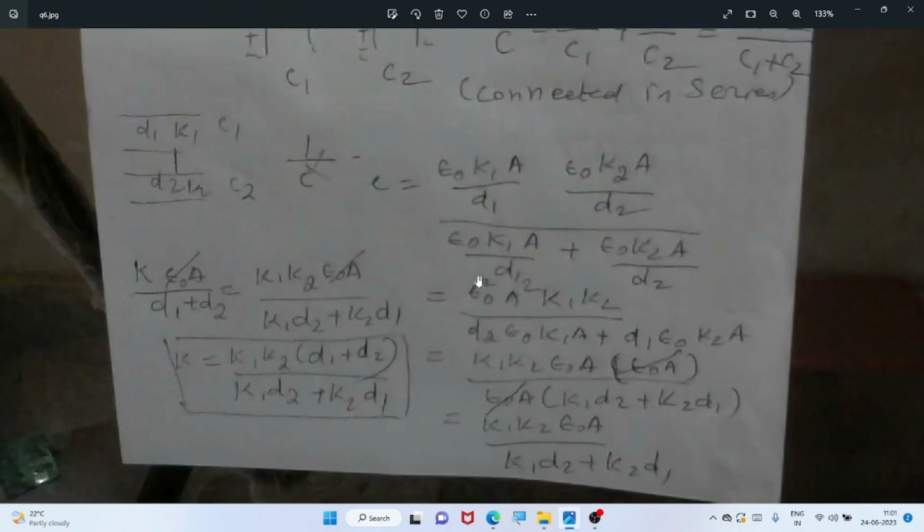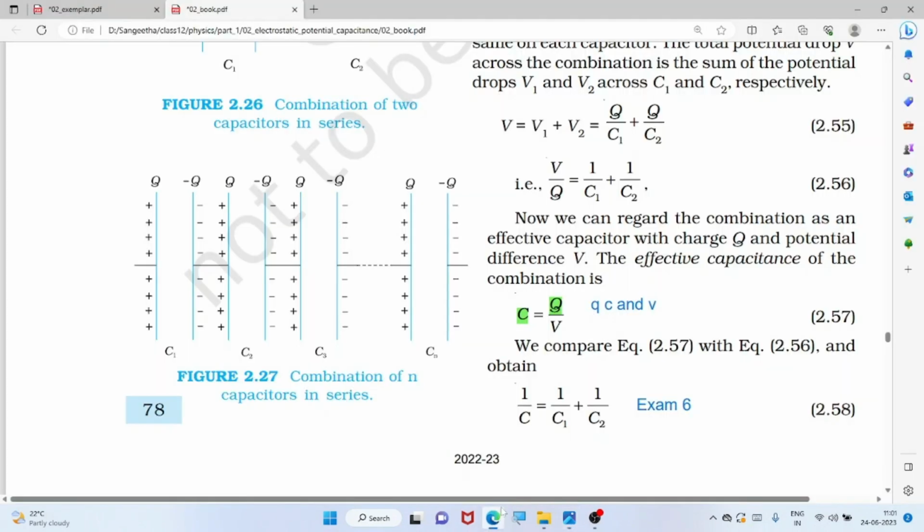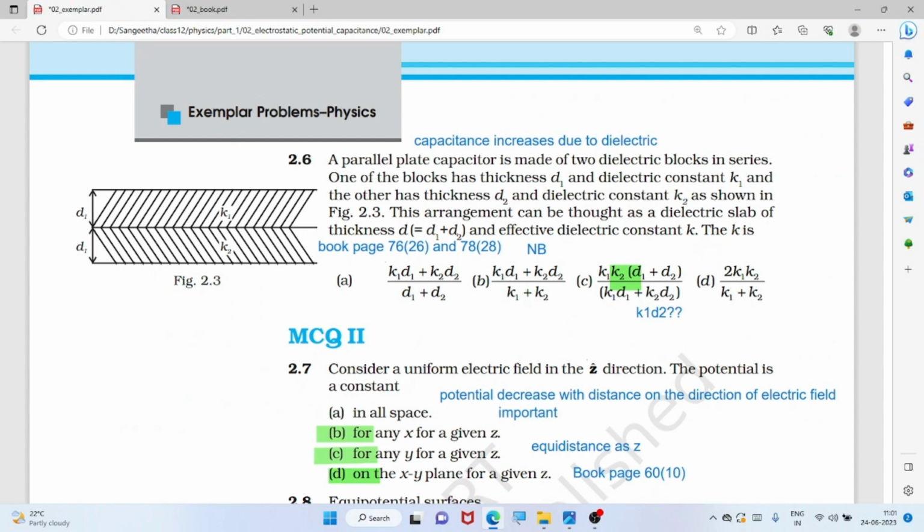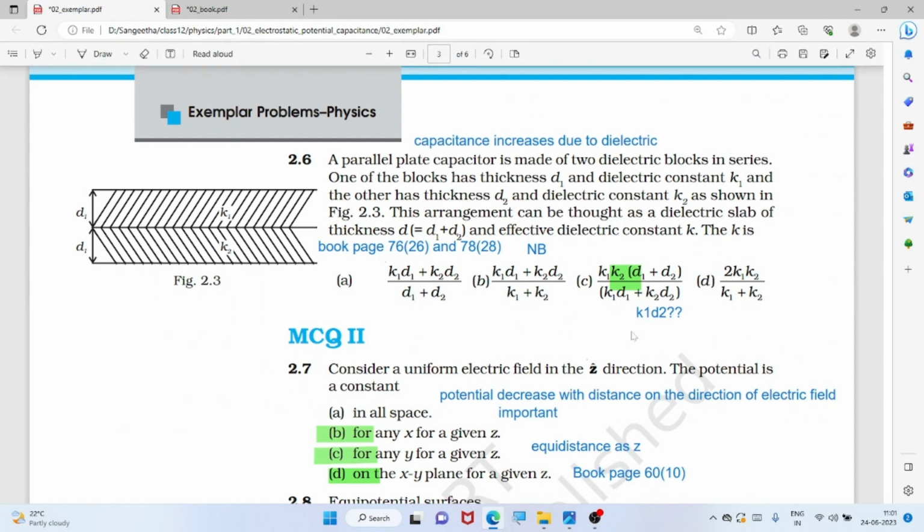So when you simplify, you will get this: K1 K2 A epsilon not divided by K1 d2 plus K2 d1. Actually here, K1 d2 plus K2 d1 should be there. There is some printing mistake. Okay, this is the answer.